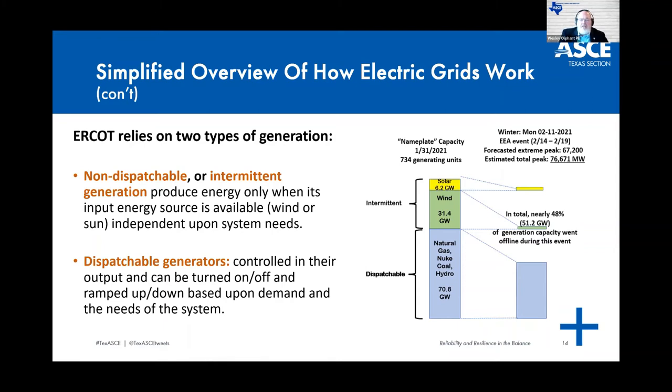Dispatchable generation, on the other hand, is capacity that has a fuel source that theoretically can be turned on and turned off, or ramped up and ramped down based on the demand and needs of the system.